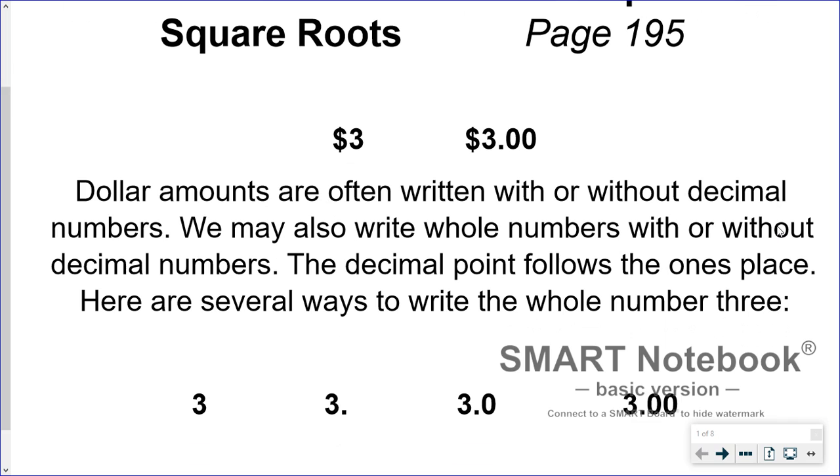First of all, we're talking about dollar amounts. You notice here I have $3. Dollar amounts are often written with a decimal number like this, $3.00. Sometimes it will be written without a decimal, just $3. Sometimes whole numbers are written the exact same way. Sometimes they are written with decimal points and sometimes they're not.